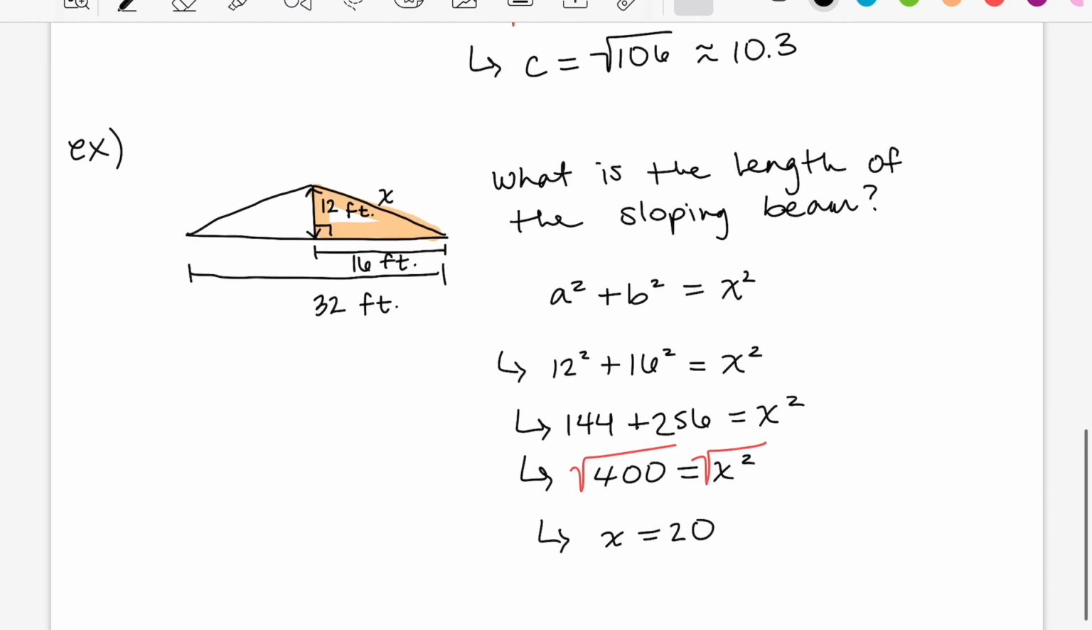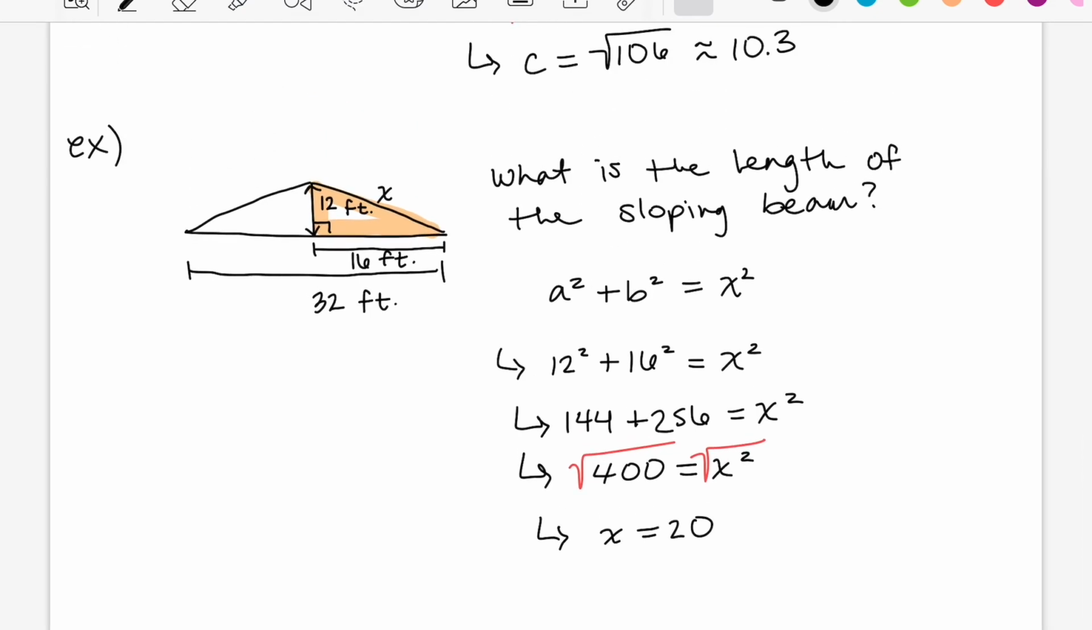So that's how we'd use our Pythagorean theorem in a real world example. So that's it for this video.